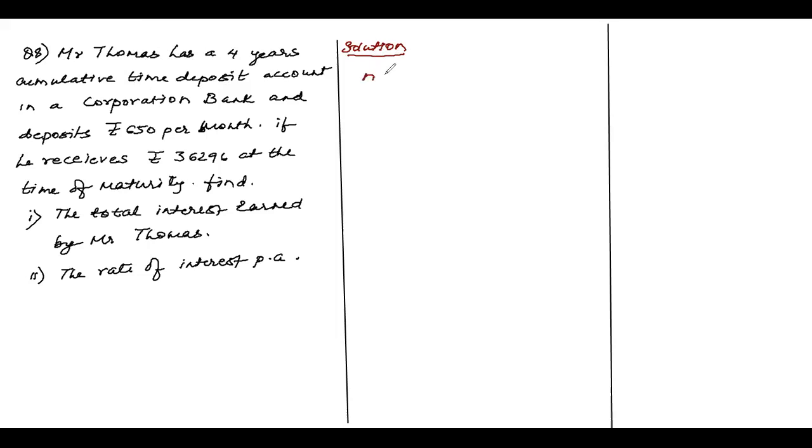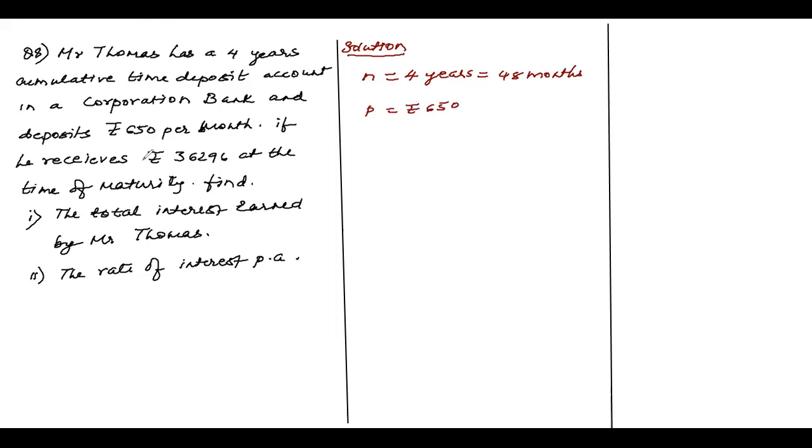Mr. Thomas has a 4 years cumulative time deposit. This is taken as n, 4 years. But in a cumulative time deposit, we want time in months. 4 years is 48 months. Okay, children? 4 years is nothing but 48 months. And then he deposits rupees 650, so this P is rupees 650. 650 is the amount he puts per month.